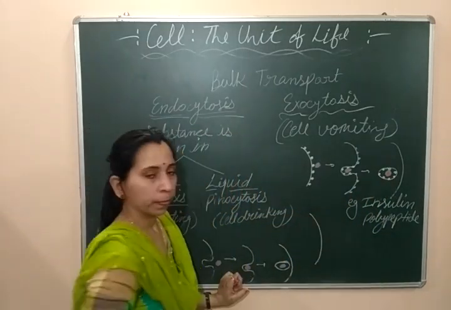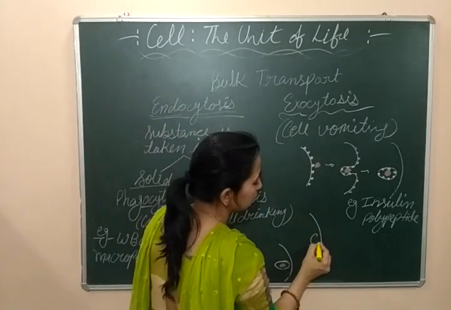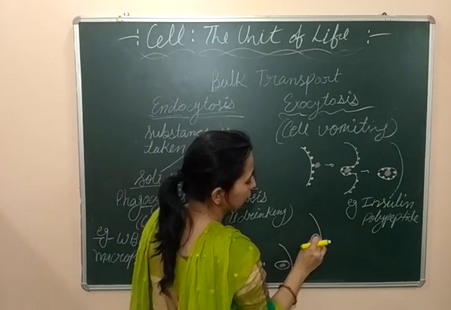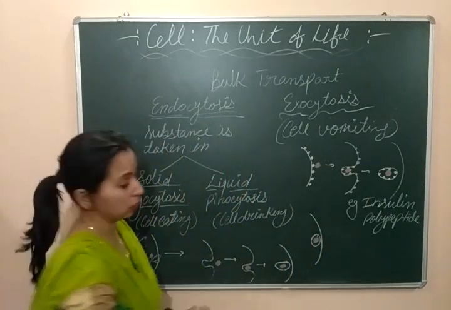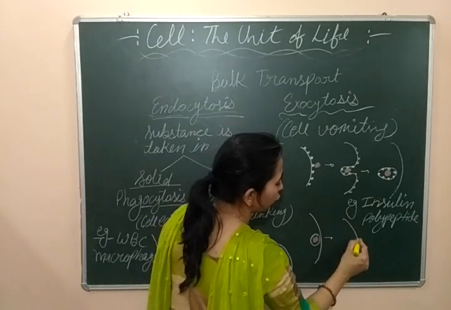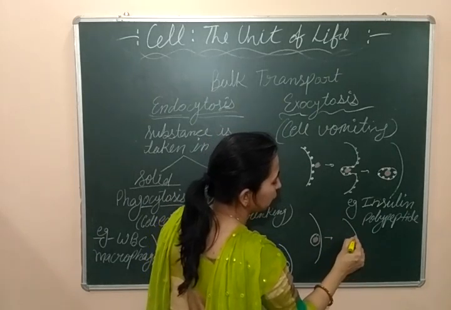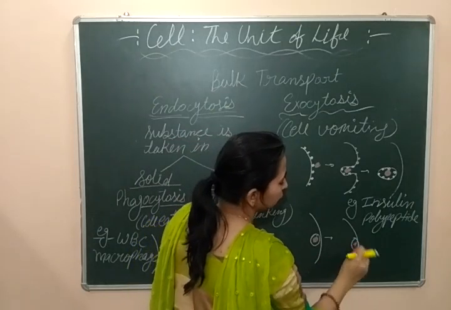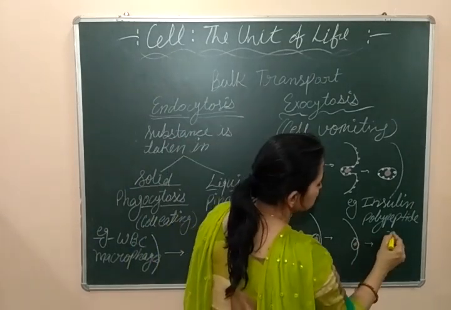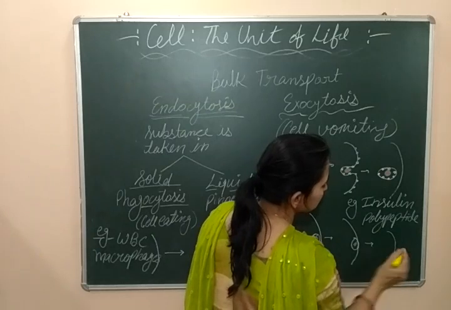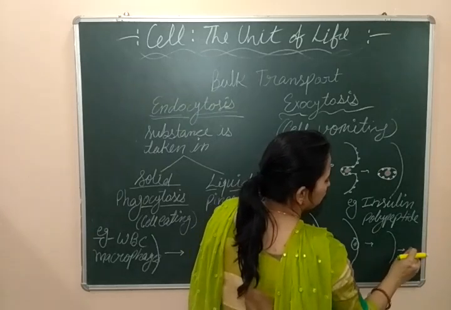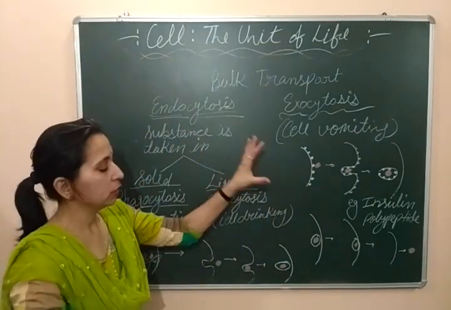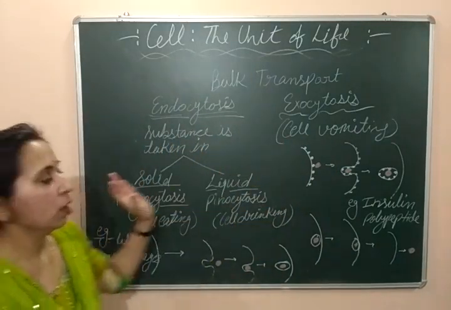What happens? Let's see. This is the plasma membrane and this is the vesicle, and it contains the substance which needs to be released out. इसके अंदर substance है जिसे बाहर निकालना है. This vesicle will join with the plasma membrane, and after that the substance is released outside the plasma membrane. So this process is known as exocytosis, where the substance is released outside the plasma membrane.